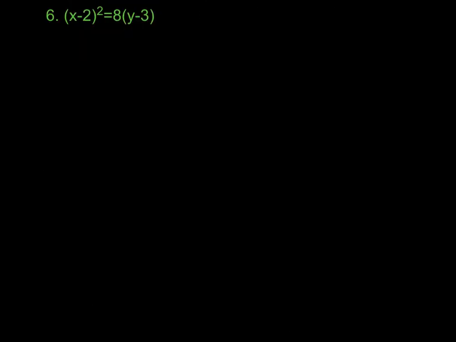For number 6, they're talking about the focus and the directrix, which means that we have a parabola here. So I'm going to start by trying to get this equation to say y equals. So I'm going to start by dividing that 8 out. Now if I divide by 8, I could also multiply by 1/8, which is what I'm going to do. So I'm going to write 1/8 x minus 2, that quantity squared, equals, and if I multiply the right side by 1/8, I'm just going to get y minus 3. Okay, so now I've almost got the y by itself, so I'm just going to add the 3 now in the next step.